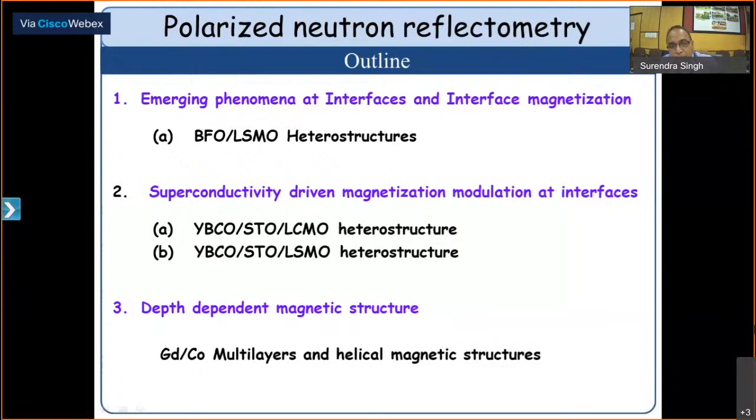Then I will take another example, where the information of the magnetic structure, the depth dependent magnetic structure, is obtained. And recently we did this kind of study on the ZD cobalt multilayer, and I will explain that.